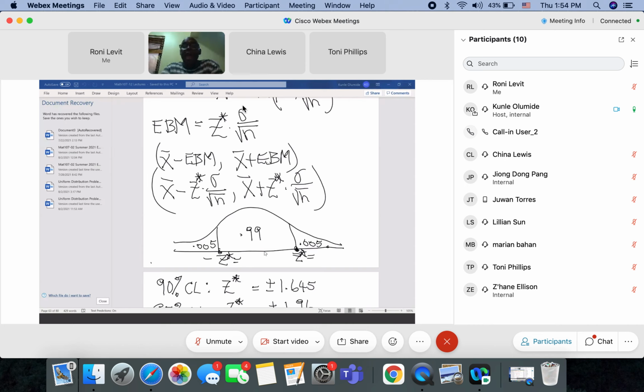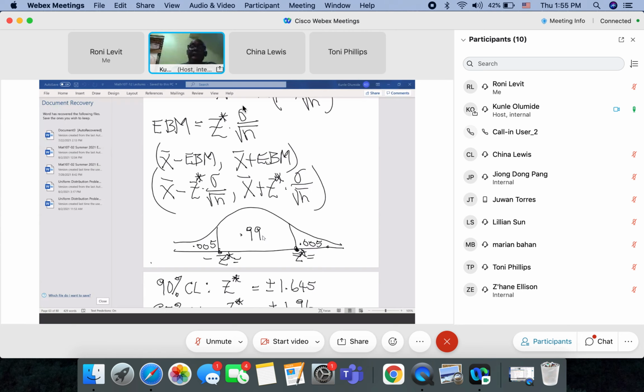If it's a 90% confidence level, then you put 0.90 in the middle, and you're left with 10%, which is 0.10. Then you divide 0.10 by 2, and that gives you 0.05 for each tail. Based on that setup, you obtain your Z star from the table.